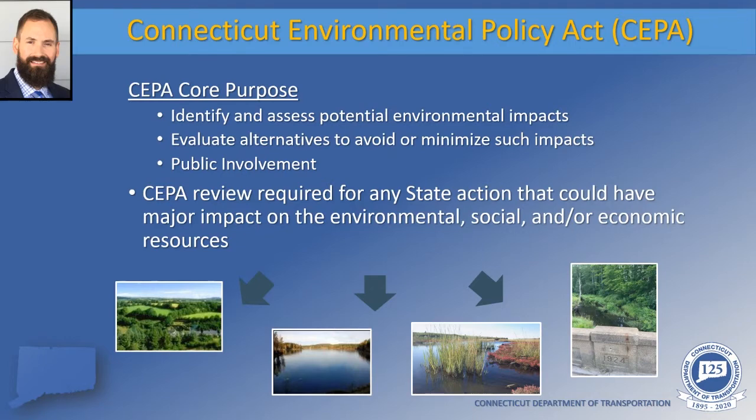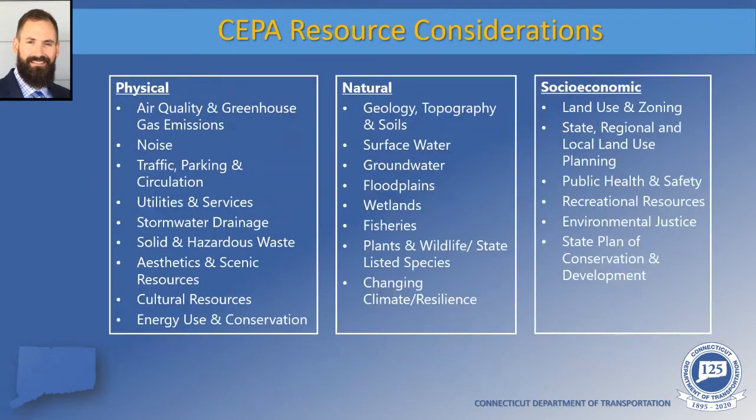While conducting a SEPA review, we must consider any direct, indirect, and cumulative impacts that a project may have on the physical, natural, and socioeconomic resources of the state. And as you see here, there's a wide range of resources that we must consider, everything from noise impacts, air quality impacts, impacts to threatened and endangered species, impacts to historic and archaeological resources, to things such as public health and safety, and then also compliance with the State Plan of Conservation and Development.